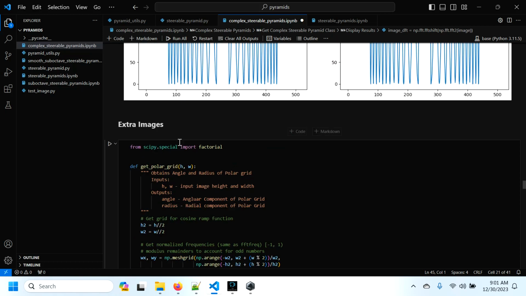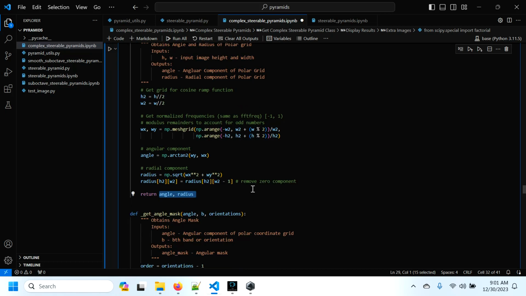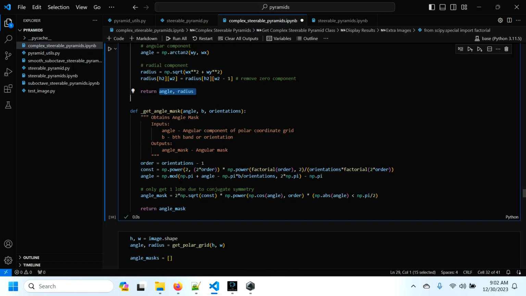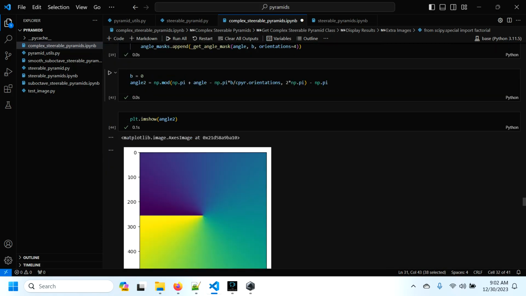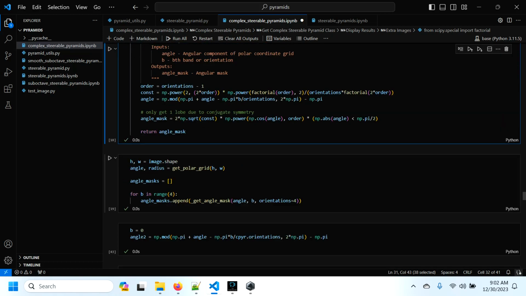So we do the same thing, take the polar grid right here, we get angle and radius, we're basically converting the frequency basis from Cartesian to polar. And we have our function that gives us the angle mask. So if you're not sure what the angle mask is, here's what they look like. But let's dive in and see what we're doing here.